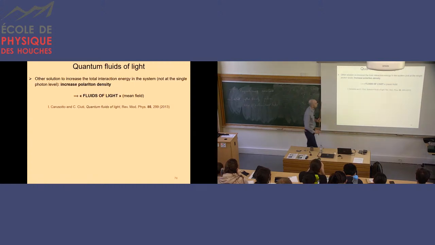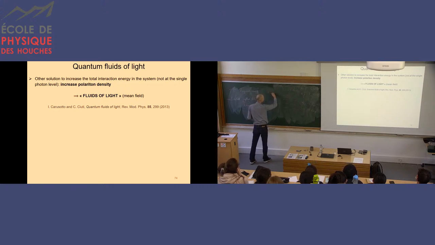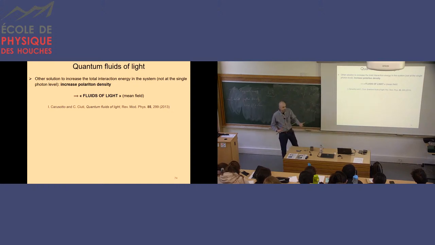Another way to increase the interaction energy in the system, not at the single photon level anymore, is this: you have seen that the interaction energy depends on U, but also depends on the density, U times N. So if I increase the density of polaritons, if I work with more than one, like 10 or 100 polaritons, the total interaction energy is going to increase. So this is a possibility: to increase the polariton density. And then we are not at the single photon level anymore. We are at the mean field level.